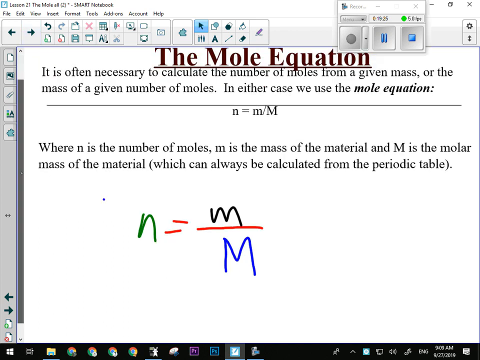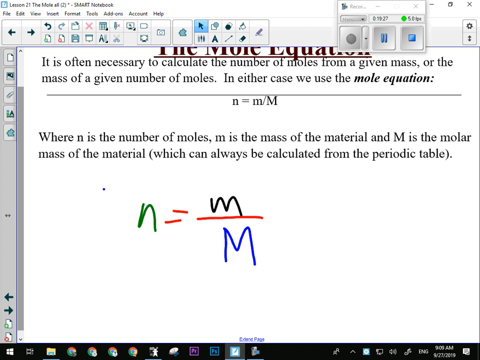Okay, the mole equation: n equals little m over big M. Because in chemistry, we can't think of other letters to use. There are 26 letters in the English language, and we're going to use M twice in the same 3-variable formula, and the only other letter we're going to use sounds like M. Because that's how chemistry works.